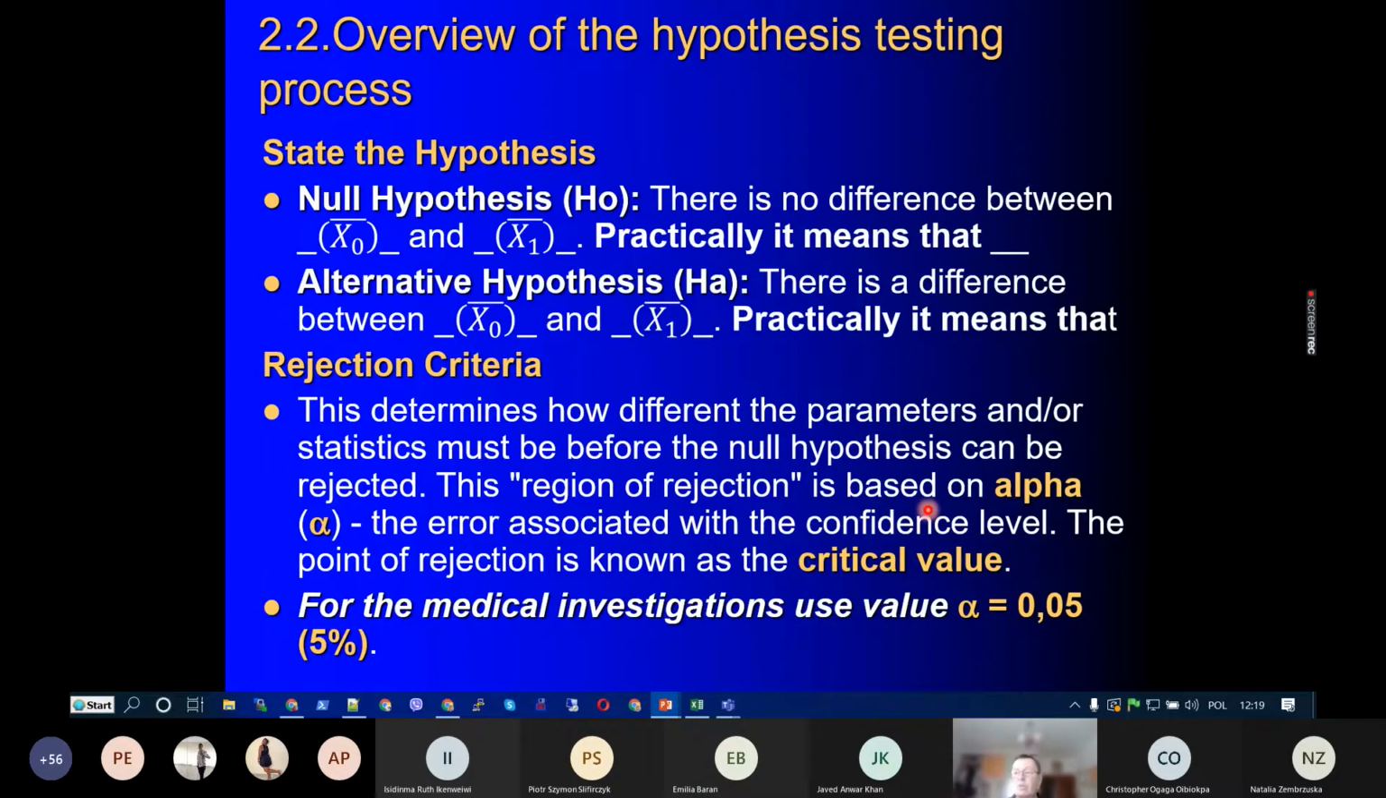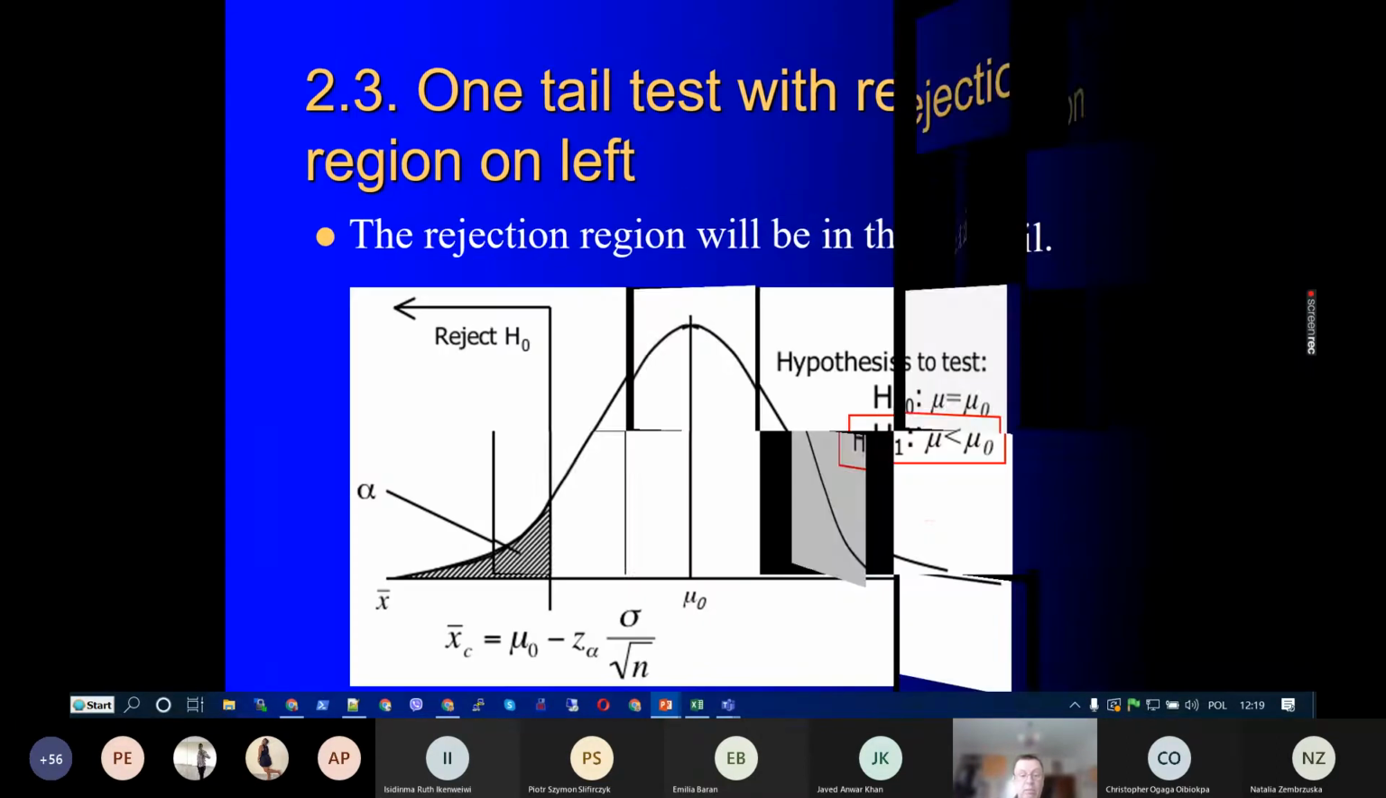Definitely you have to understand that 5% error means that out of 100, 95 people taking a drug will get a positive result, but 5 will not, for example. And it could be dangerous for them, and so on.